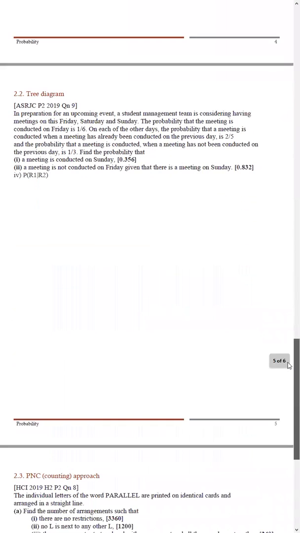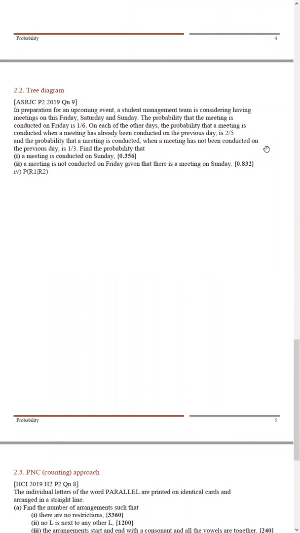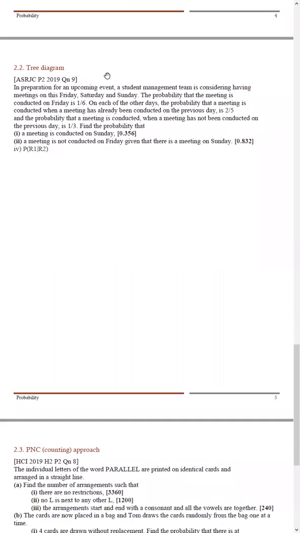to the next part, which is 2.2, tree diagram. Again, tree diagram is another tool for us to analyze the question. Whether or not you can score for this kind of question lies in the systematic approach of drawing the tree. If you can draw the tree systematically, the question is yours. But a lot of students can't do that. They anyhow do it. They fail to categorize the different conditions.